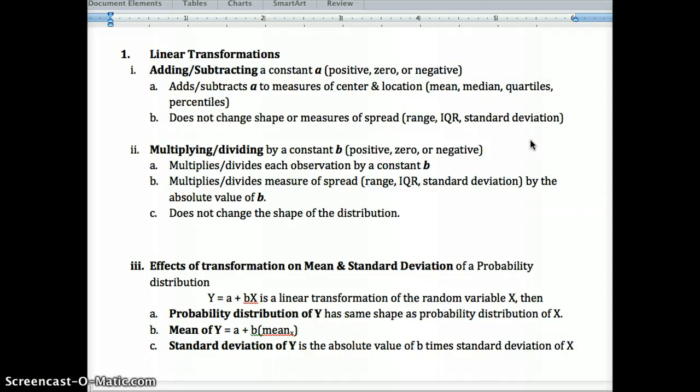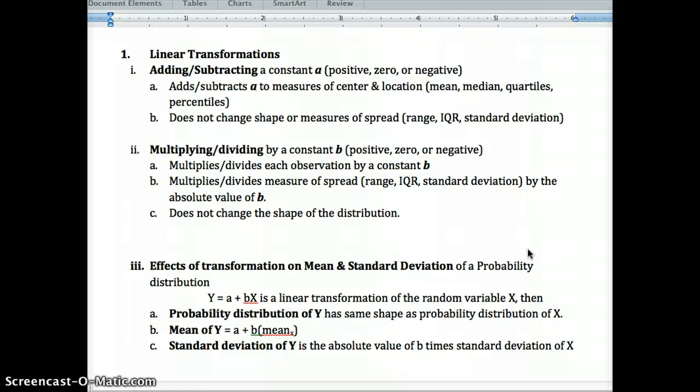Whereas multiplying, remember, dividing is like multiplying by 1 over a number, so the same thing applies there. Multiplying or dividing by a constant b multiplies or divides each observation by b, so every value is multiplied. Because of that, you're spreading it out more if you're multiplying by a number over 1. If you're multiplying by a number less than 1, which would be like dividing by a number bigger than 1, you would be making the spread less, bringing the distribution closer together.